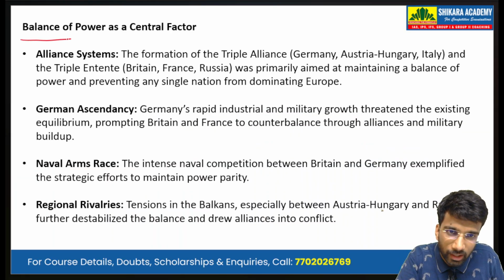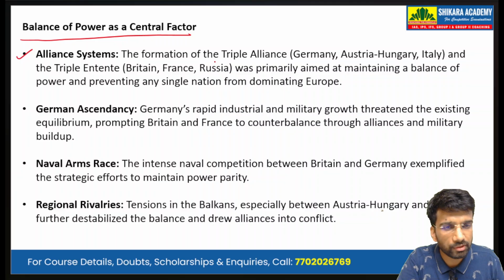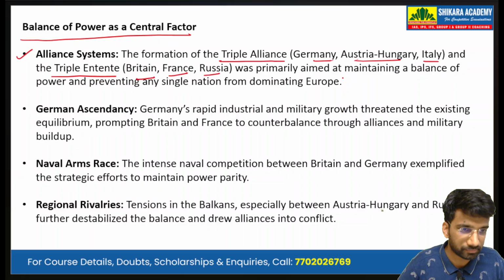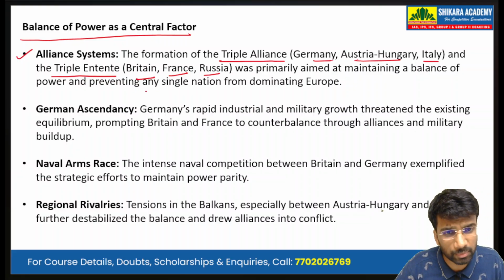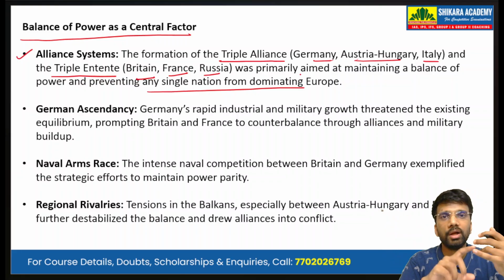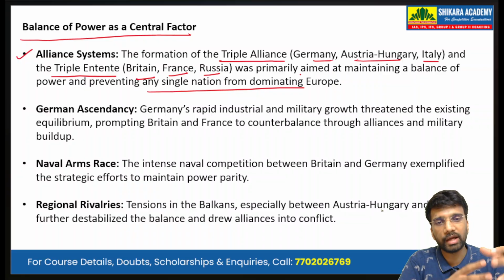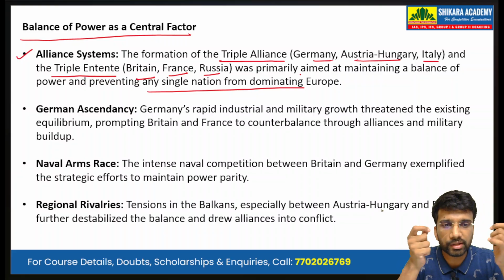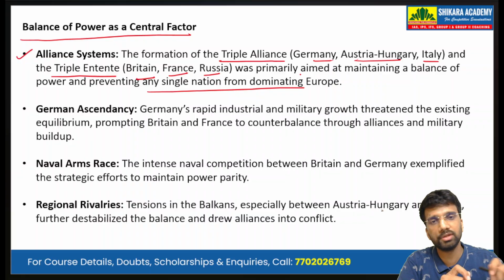Now, we write points about the balance of power as a central factor. So, the different alliance systems. The formation of the Triple Alliance, Germany, Austria-Hungary, Italy, and the Triple Entente, Britain, France, Russia, was primarily aimed at maintaining a balance of power, preventing any single nation from dominating Europe. So all these different powers, the Germans, the Austro-Hungarians, the Italians, French, British, Russians, none of them wanted a single nation to dominate the proceedings in Europe.